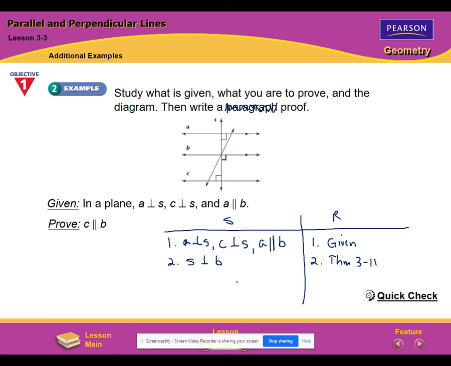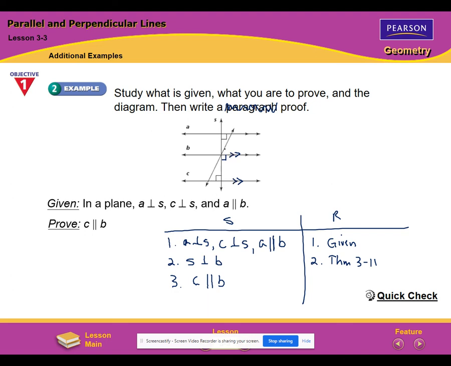Okay. Well, now what? Looks to me now like we have two lines here that are perpendicular to another line. So wouldn't this then be parallel to this, right? So we can say that C is parallel to B. I'll use a double arrow.